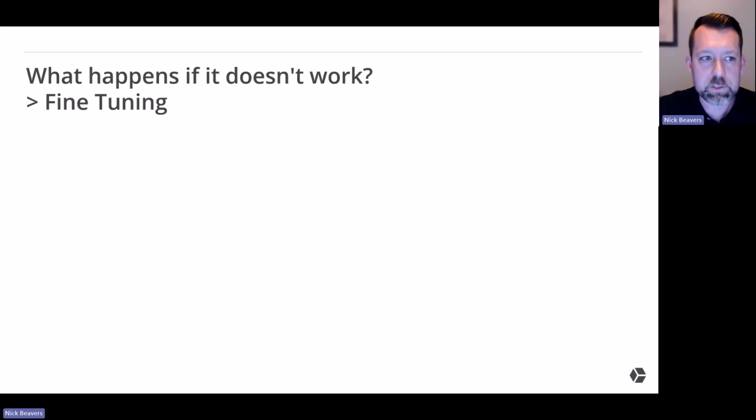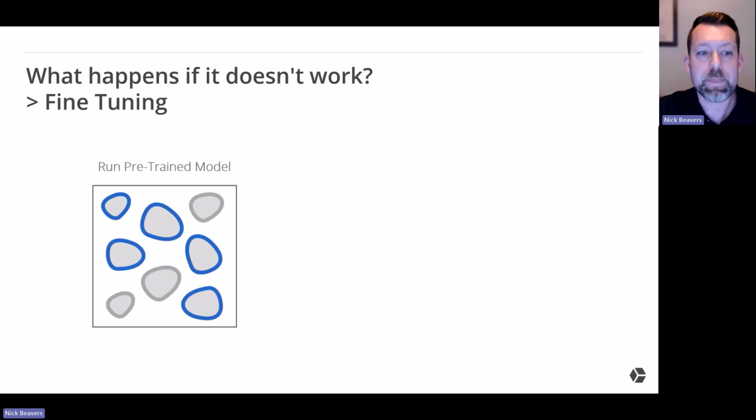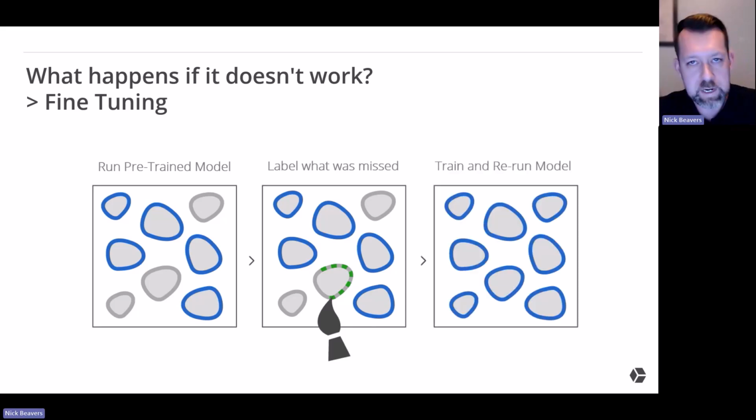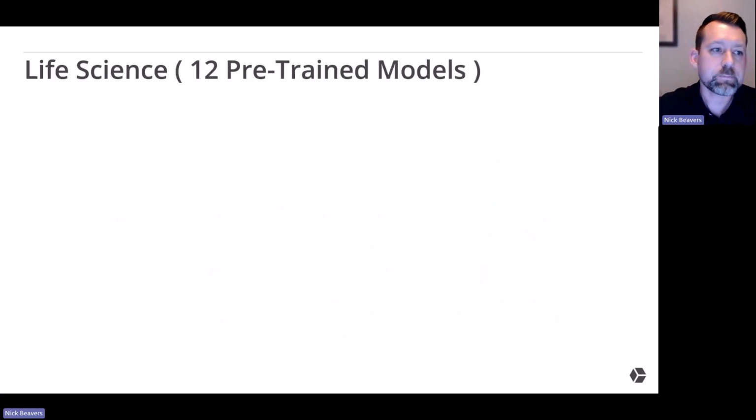So if I'm using a pre-trained model, what happens if it doesn't work the first time? And that's where fine-tuning comes in. Fine-tuning is pretty much just the idea that you would run a pre-trained model and see how it does. Does it find my objects? If I missed a few objects, I simply label the objects that I missed, retrain it, and then run it one more time. And because I've given it the information it didn't have, it will now include that the next time it does the prediction. It's as simple as that.